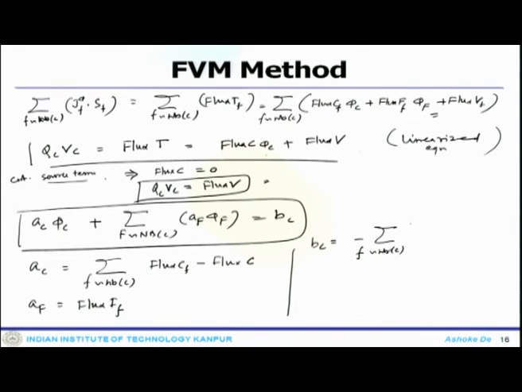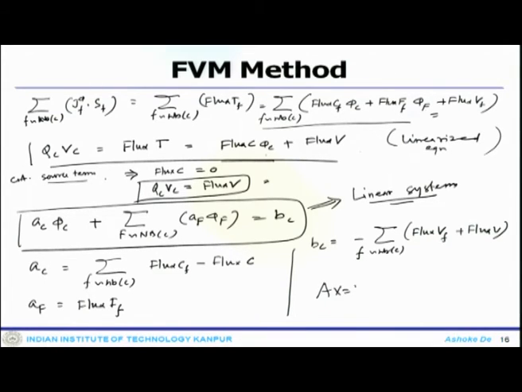over this element, flux Vf plus flux B. So, what you have here and here, if you put them together, then you get this. So, this is nothing but your linear system, and if you put them in a matrix form, this is going to get you back the X equals to B. Okay.